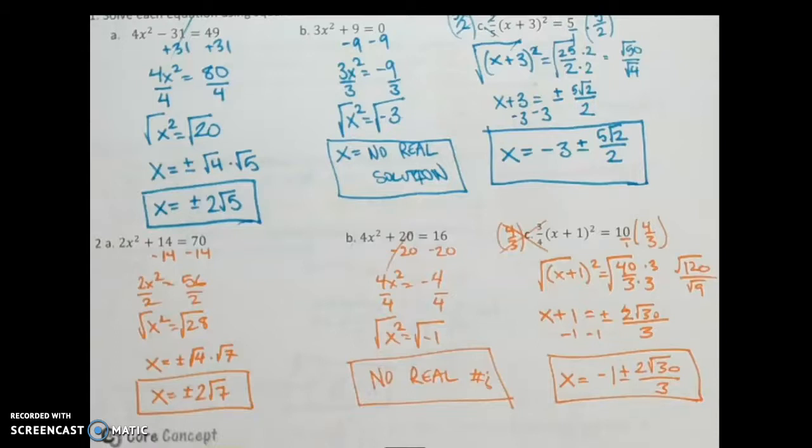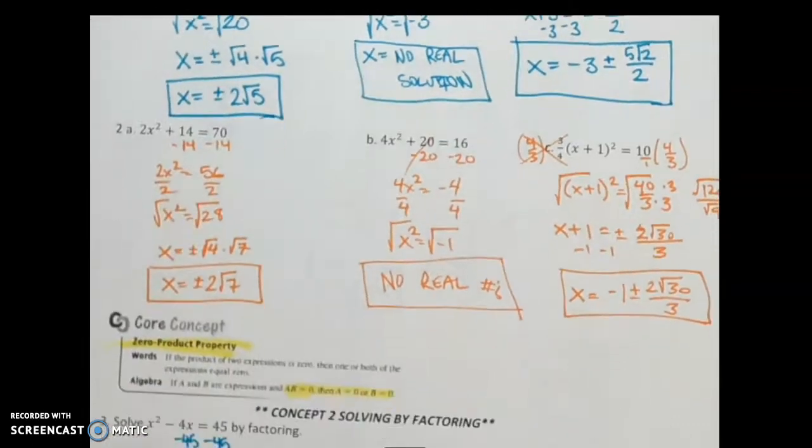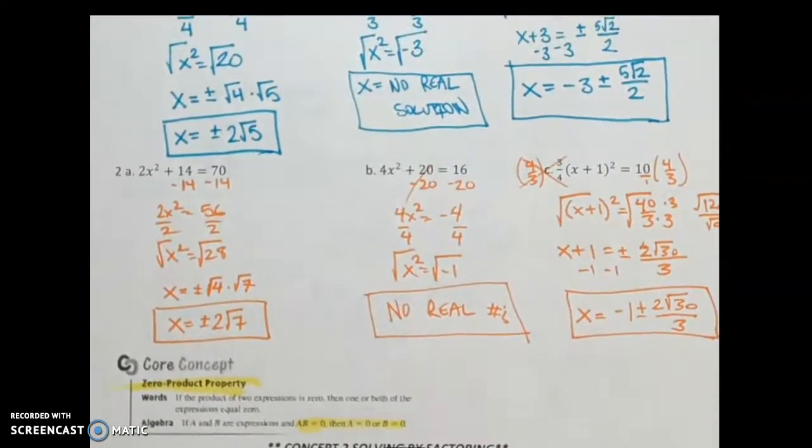Okay, moving on, our next concept here. I'm going to use this one because it's kind of highlighted here. It says the zero product property. And this is a really easy concept that is actually so useful in mathematics. It's crazy. So here's the concept.